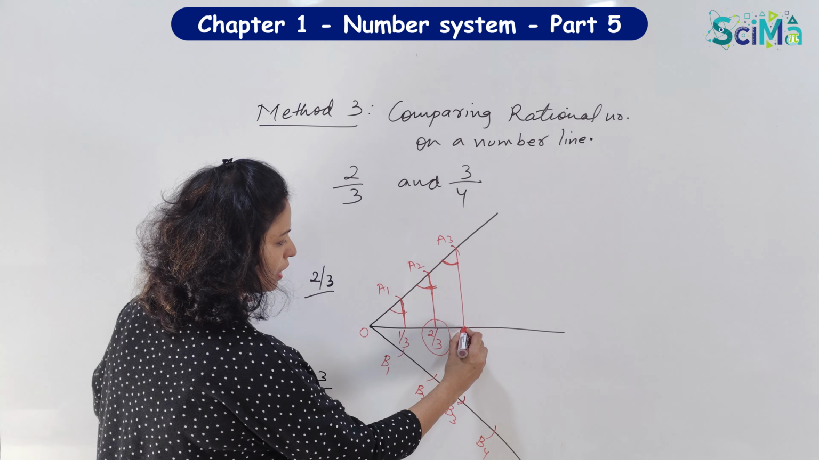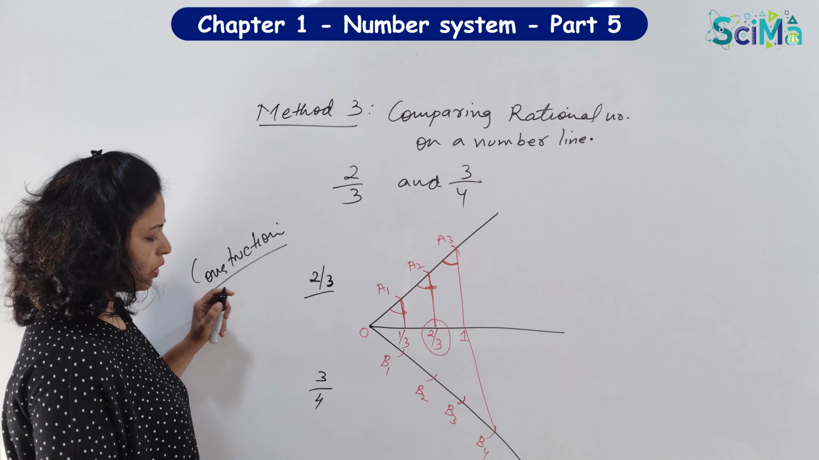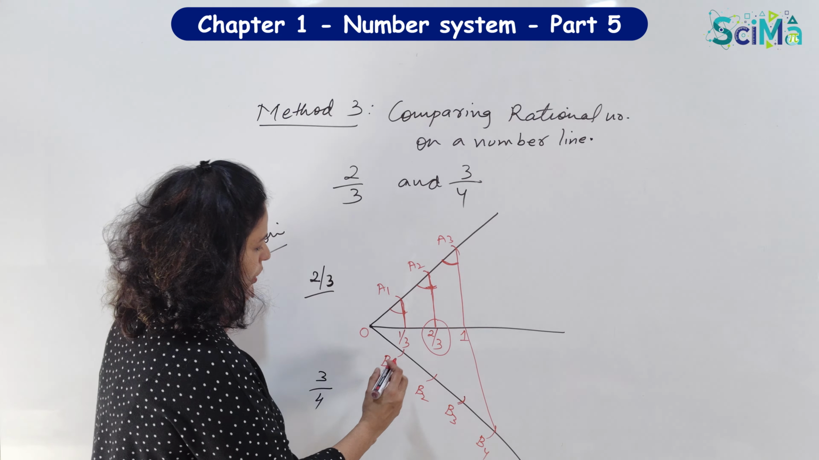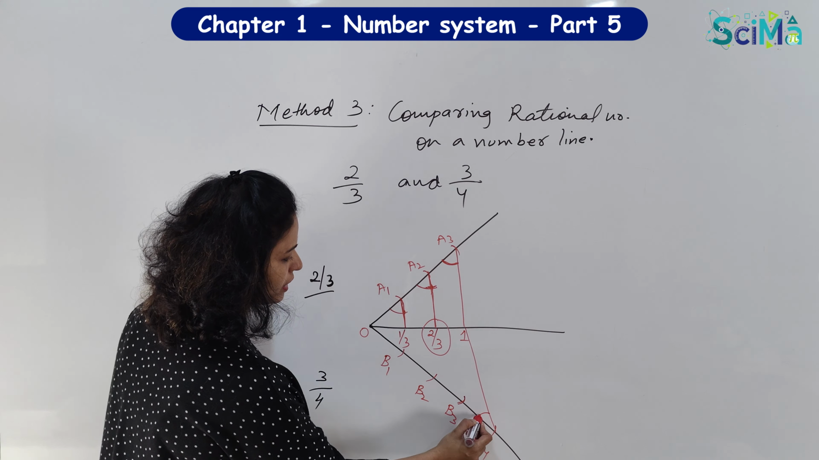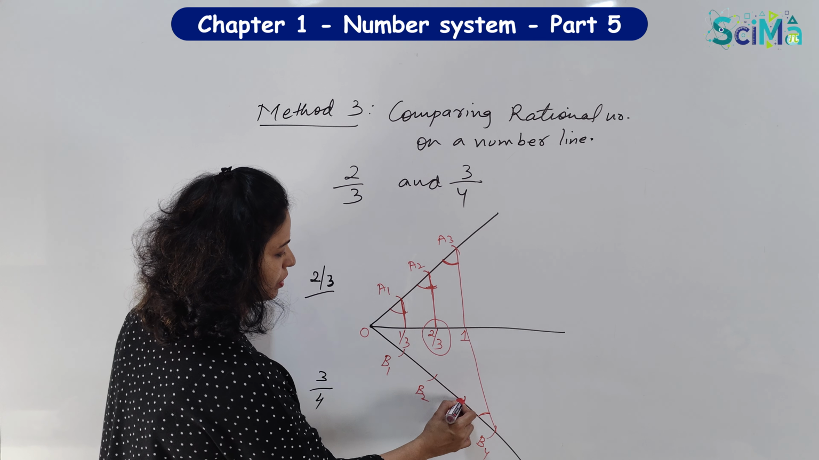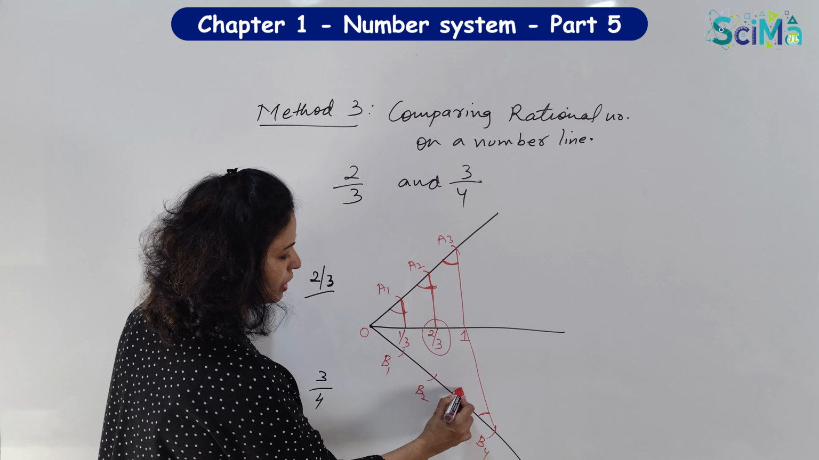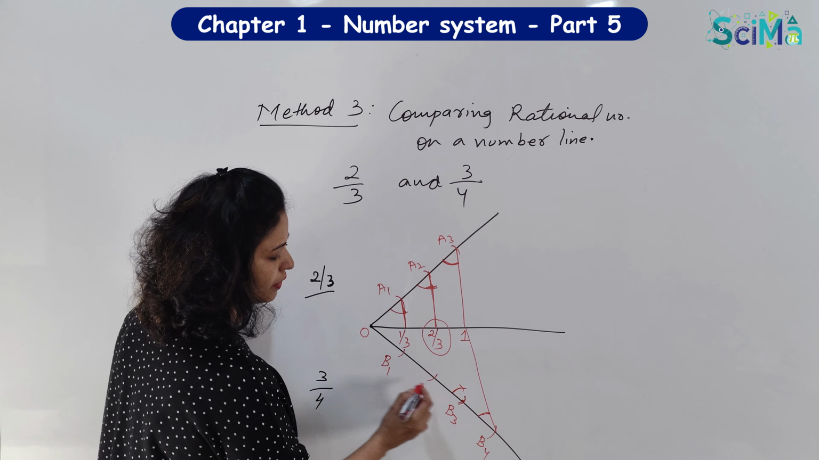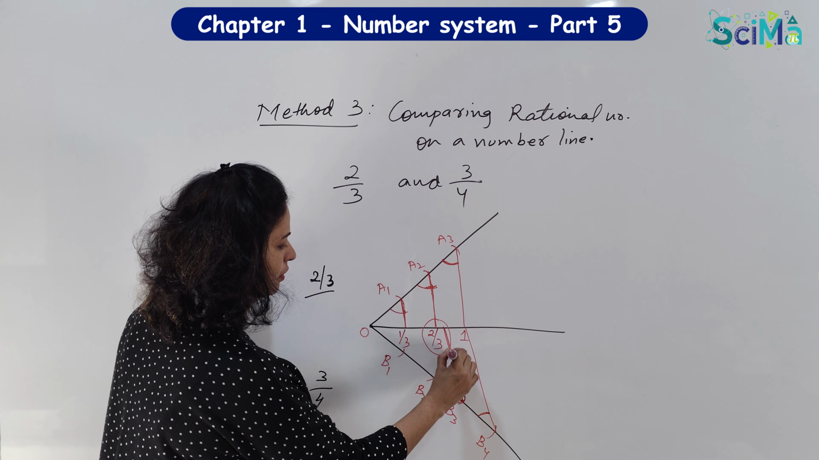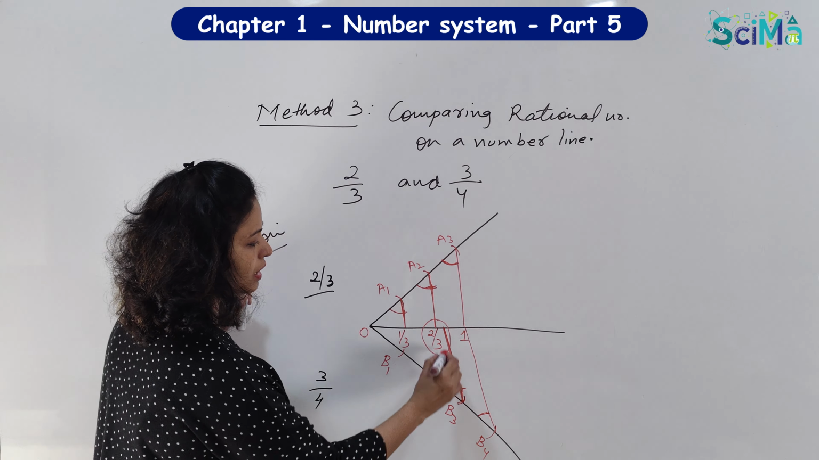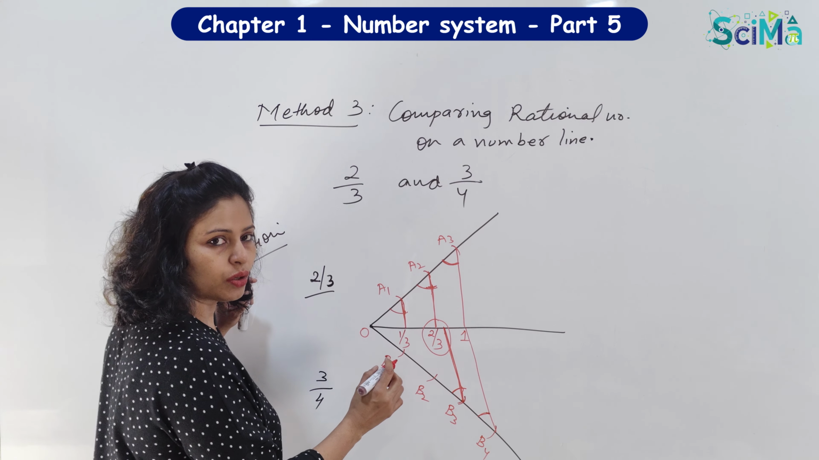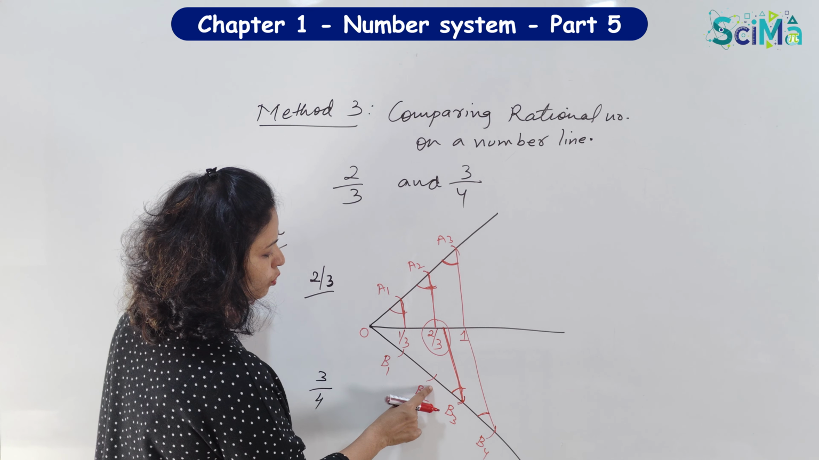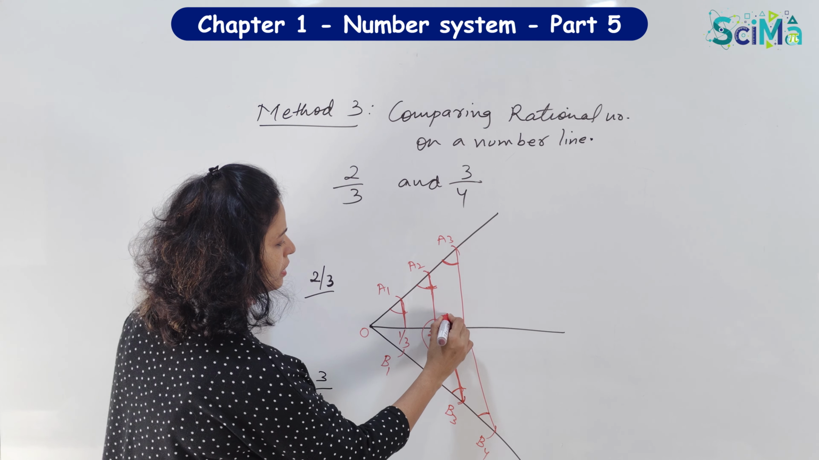Then you join it with 1. Again, 3 by 4 is a proper fraction. Its value will be between 0 and 1. Now if you measure this arc, the same arc you can measure here also, keeping the compass here, and this distance also keep in the compass and cut it here. When you join it, you will see it is marked somewhere here on the number line. This is 1 by 4, 2 by 4, 3 by 4. So 3 by 4 is here.